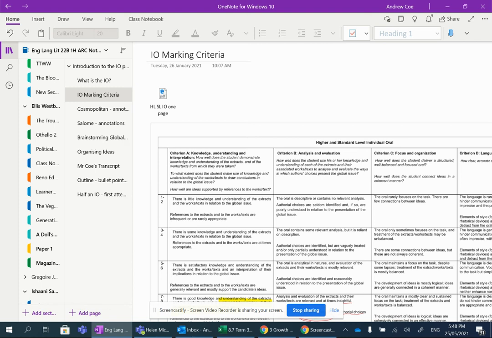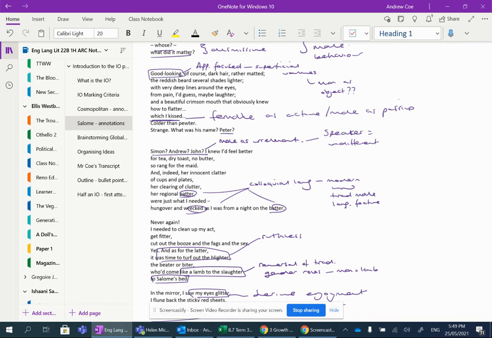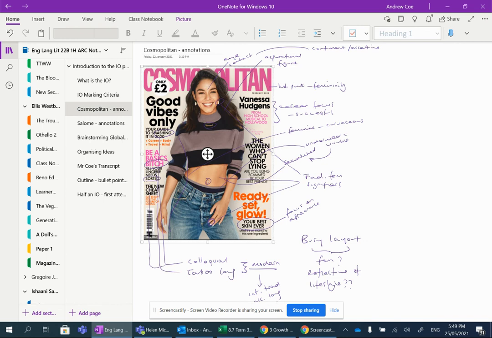So I'm imagining that I'm going through the process, and I wanted to do something on gender, the way in which gender identity is constructed in texts, particularly female identity. And so I chose a Cosmopolitan magazine front cover as my extract for the non-literary text, and a poem from Duffy's The World's Wife as my literary text. And you can see where I started was I had my global issue loosely in mind, something to do with gender, female identity, the way in which it's constructed, shaped, explored in texts.